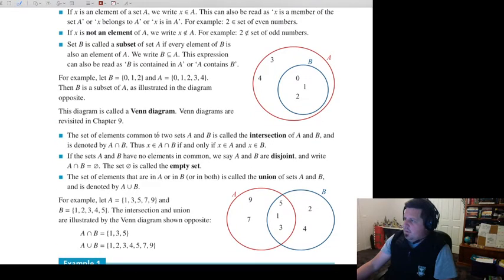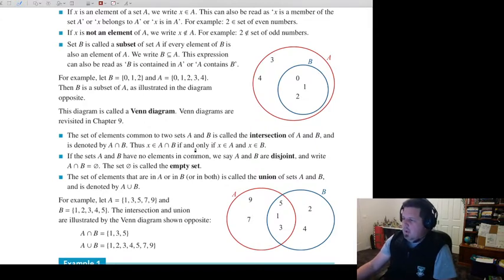So using the notation here, it says X is an element of A intersection B if and only if X is an element of A and X is an element of B. So it's saying it has to be an element of both set A and B for it to be in the intersection. That's just another way of writing it.